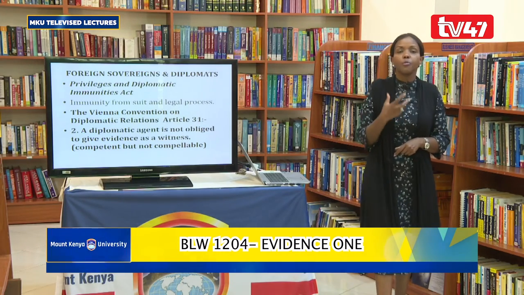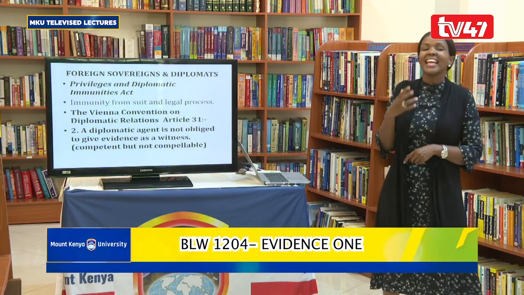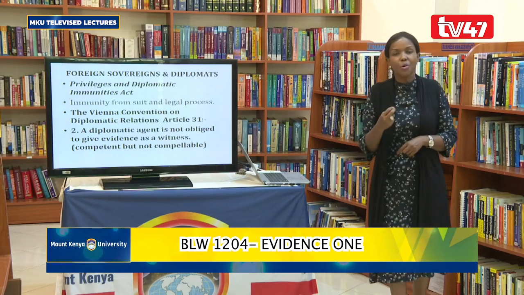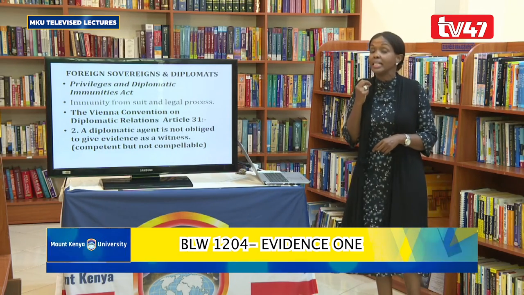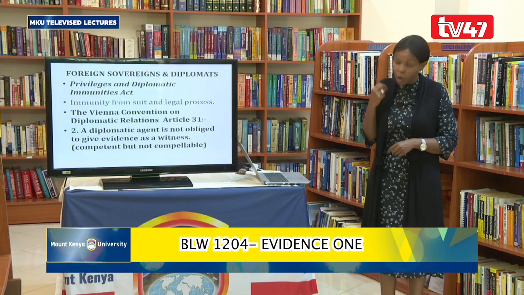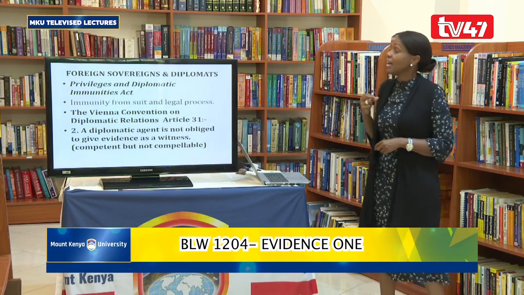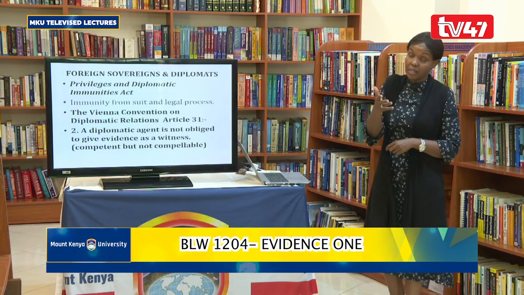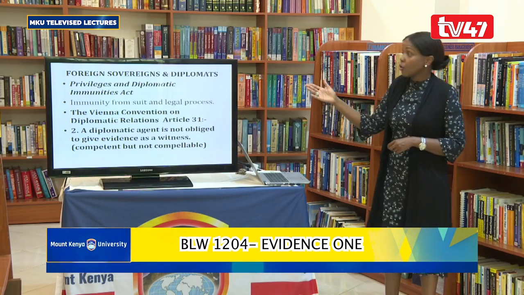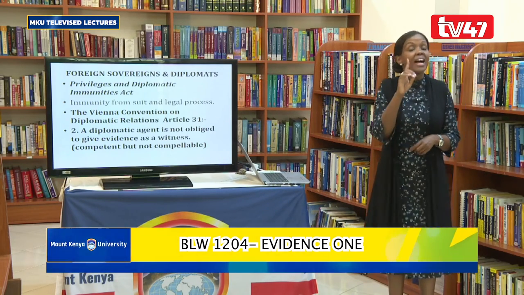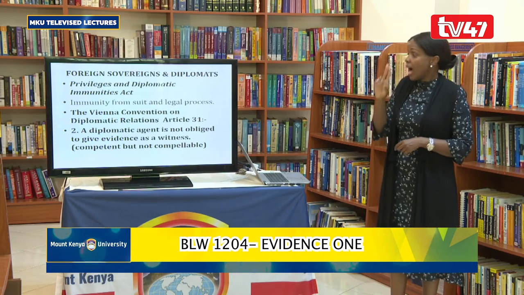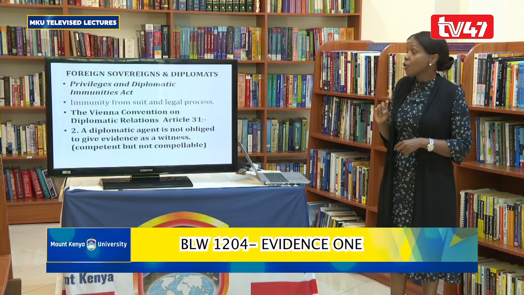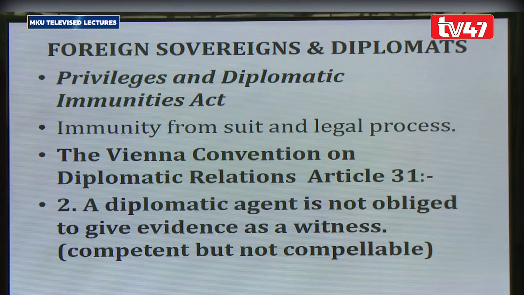So when it comes to foreign sovereigns and diplomats, there are laws that protect them with regards to compellability, not competency. They are competent, but they are not compellable. The Privileges and Diplomatic Immunities Act, which we have obviously adopted, and the Vienna Convention on Diplomatic Relations, Article 31, Rule 2: a diplomatic agent is not obliged to give evidence as a witness. They are competent, they are not compellable.